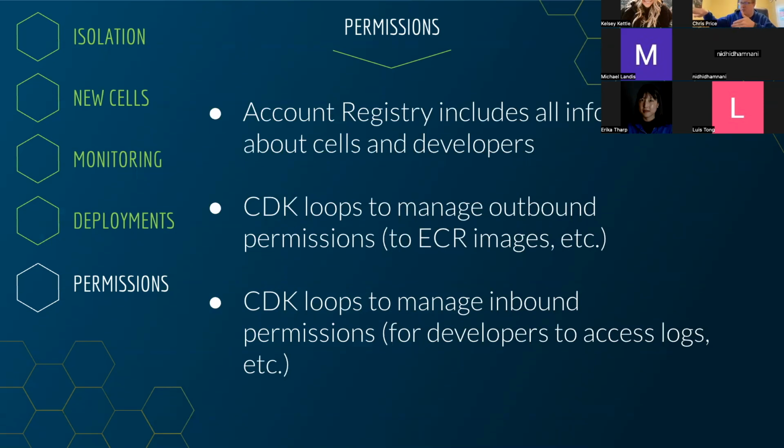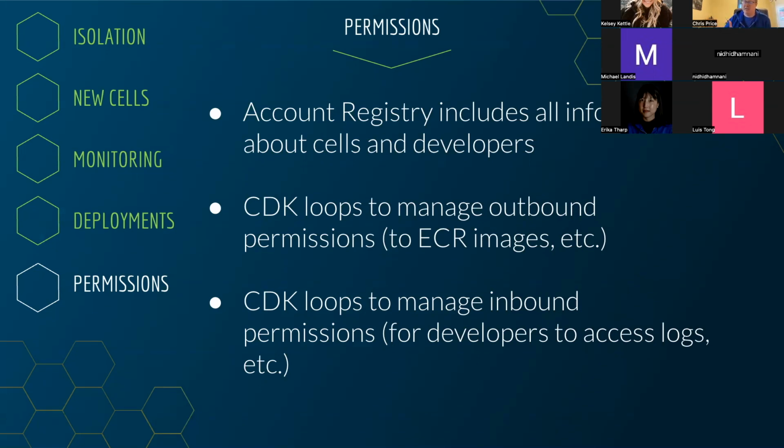And then for outbound permissions, the cells may need access to a certain ECR repo in order to pull down the latest Docker image when a deployment is happening. They may also need access to certain shared VPC networks for monitoring or other purposes like that. So in both cases, since we've got this account registry that has all the metadata about all of our cell accounts, we can use our favorite programming language with CDK to just loop over that. It's really easy to just define the permissions that we need for both inbound and outbound in code.